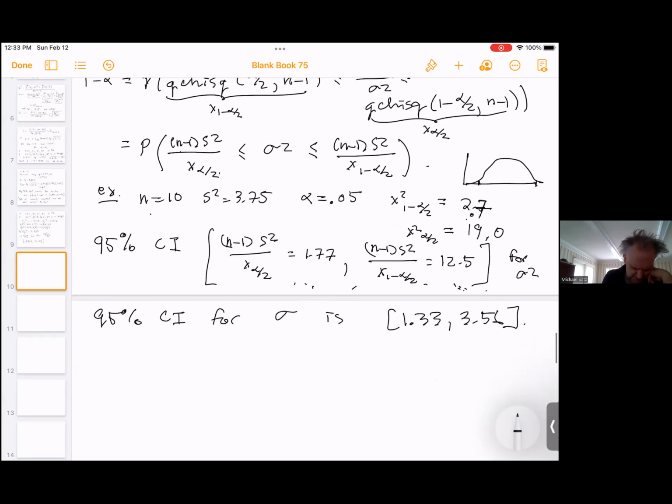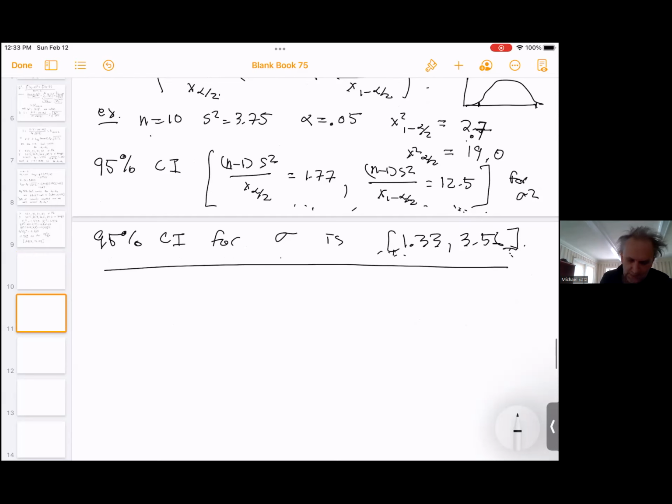Again, the meaning is that for intervals that are computed this way, 95% of them capture sigma. So 95% of such intervals, computed the way this one was based on random data, capture sigma. So we're 95% confident that this one captures sigma. Okay, one more example, for variance.